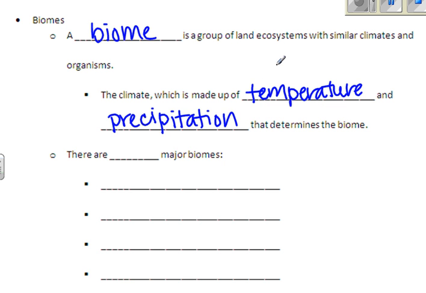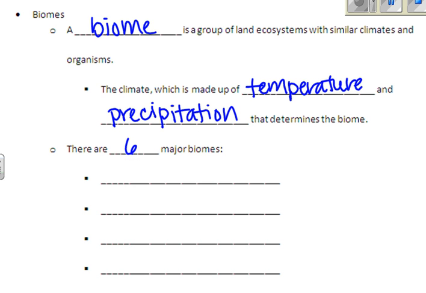And you'll notice that in your book as you go through, it'll have like a little map that shows highlighted areas of the specific biome that we're discussing at that time. So there are 6 major biomes. Okay, 6 major biomes.